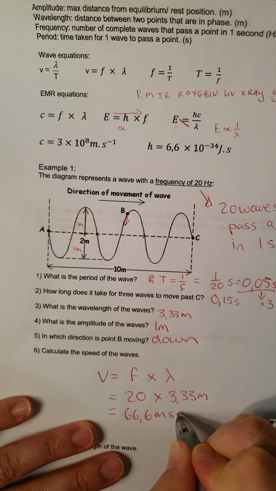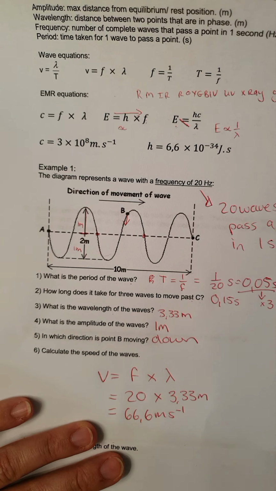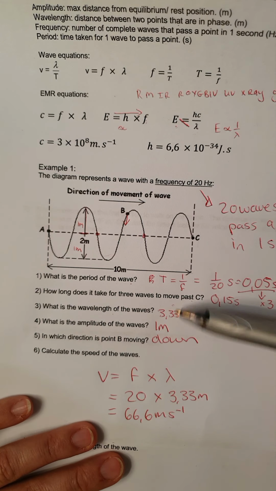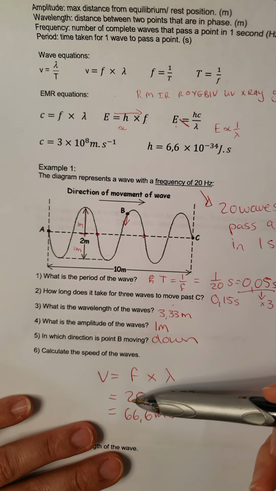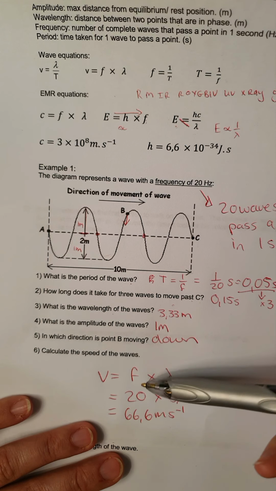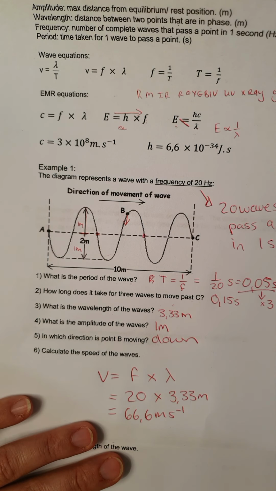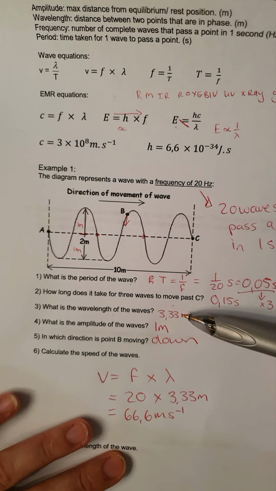66,6 meters per second. So if you get the wavelength wrong here, I will carry your mistake over here. So let's say you made this 4, and then you put 4 here, and you went 20 times 4. You will get all of those marks if you did this all correctly over here. Okay, you'll just lose the marks over there.